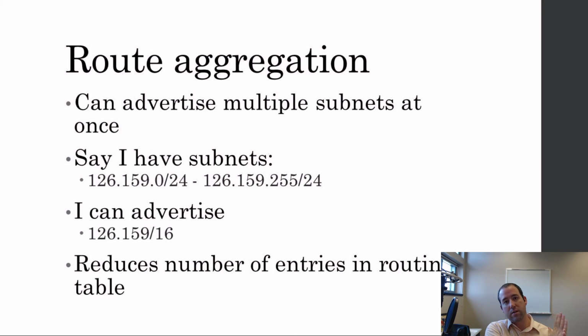The more you can aggregate that and advertise more networks as one entry, the better off we are in terms of having to share that information and store that information on how to get there. And so then if I'm on Cox and they advertise 126.159, then anybody in the world who needs 126.159 knows that they just have to get it to the Cox router, and then the Cox border router will hand it from there.